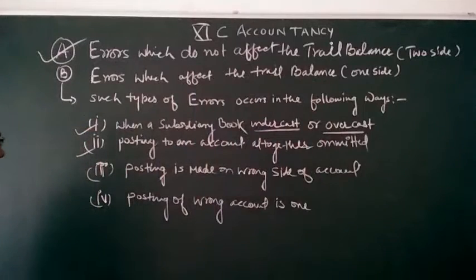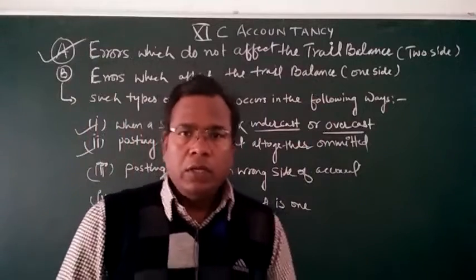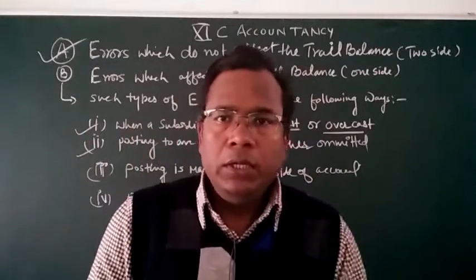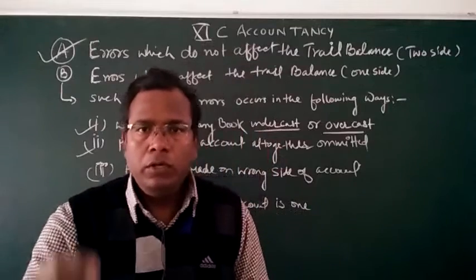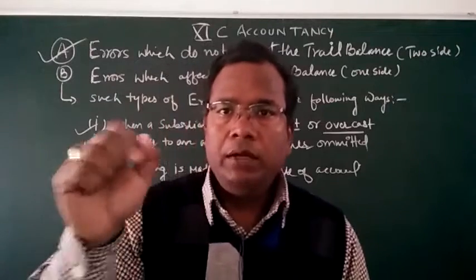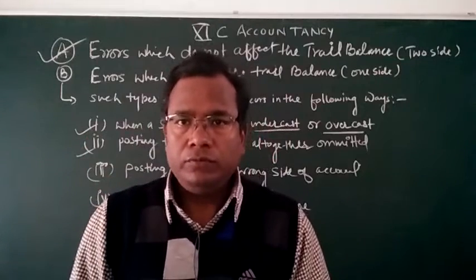And the third one is the posting made on the wrong side of the account. Suppose you have to post on the debit side of the account, but when you post in that ledger, you have posted on the credit side of the account.